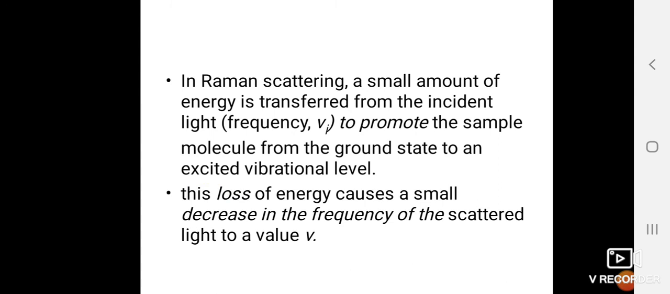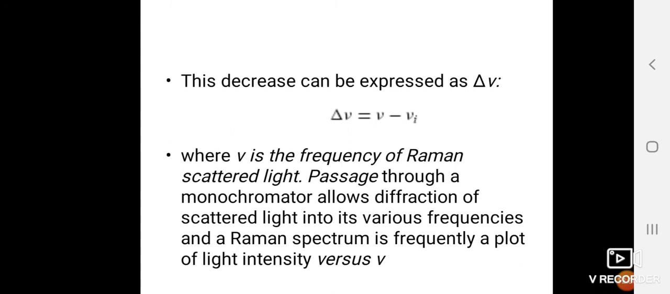Okay. So in Raman scattering, a small amount of energy is transferred from the incident light to promote the sample molecule from the ground state to the next vibrational level. This loss of energy causes a small decrease in the frequency of the scattered light, to a value of nu from nu 0. So the change in the frequency is the one which we are going to be measuring in Raman spectra, which is going to give us information regarding the molecule.